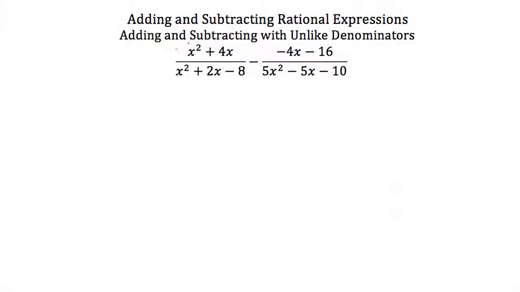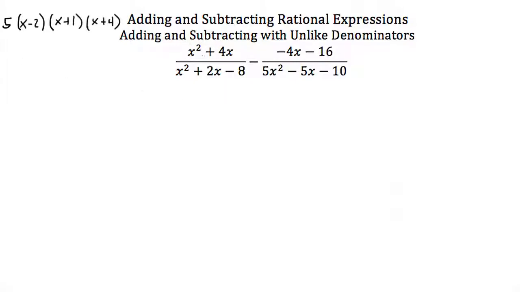Now let's look at one more example problem. Here we have x squared plus 4x over x squared plus 2x minus 8, and we're subtracting negative 4x minus 16 over 5x squared minus 5x minus 10. Now, we've already found our least common multiple of x squared plus 2x minus 8 and 5x squared minus 5x minus 10. That was 5 times x minus 2 times x plus 1 times x plus 4.